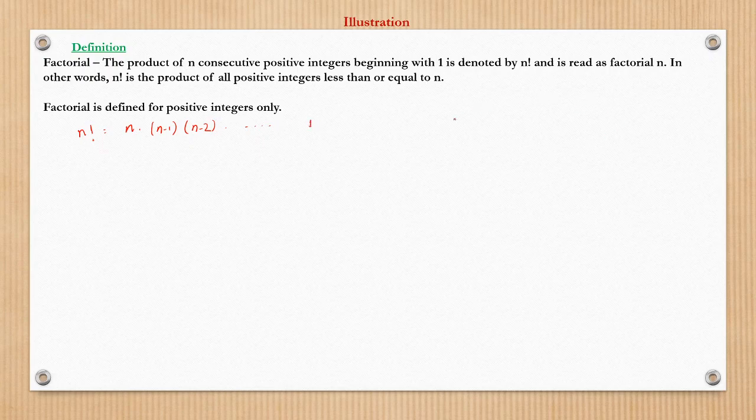That is, if I have to write for say 3 factorial, so 3 factorial would be 3 into 2 into 1. Similarly 4 factorial would be nothing but 4 into 3 into 2 into 1. So what are we doing? We are simply multiplying all the numbers which are less than or equal to the given number. So factorial of 4 means the multiplication of all the numbers which are equal to or less than 4.